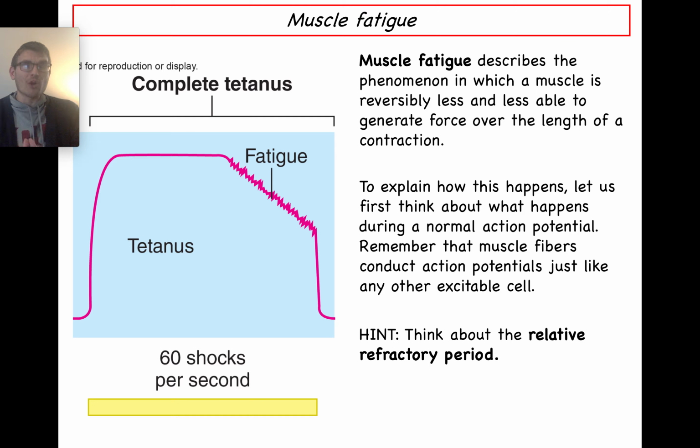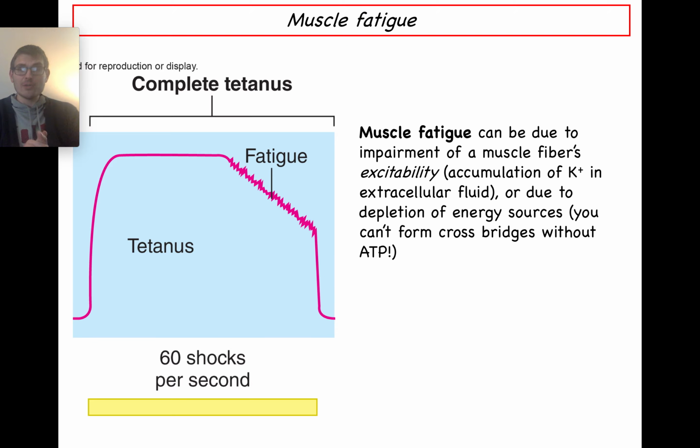So think about how a neuron undergoes an action potential, right? You reach a threshold, you open sodium channels, you open potassium channels. Those potassium channels are slow to close, meaning eventually that neuron is going to get a little bit hyperpolarized, right? Remember that? So muscle fibers are very much the same way. If you keep a muscle fiber excited for too long, there's going to be an accumulation of potassium in the extracellular fluid. So you can either call it impairment of the muscle fiber's excitability, or you could just say the muscle fiber is hyperpolarized.